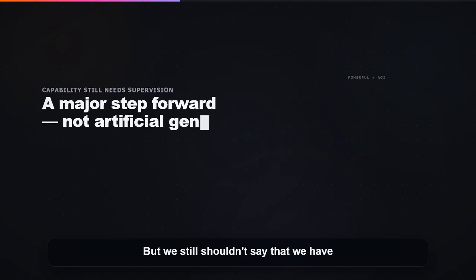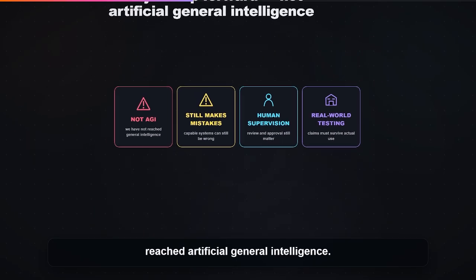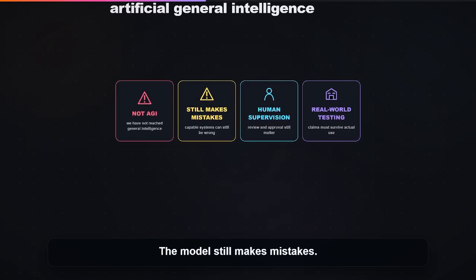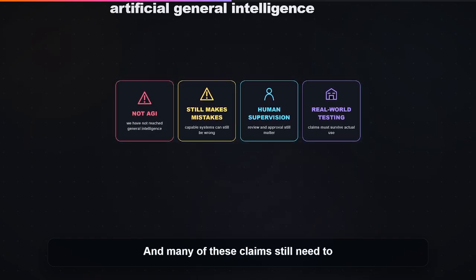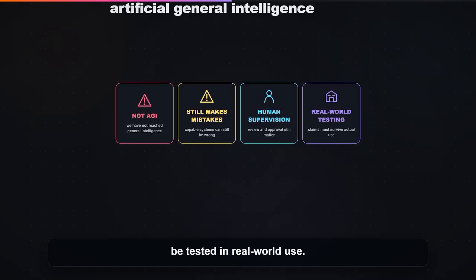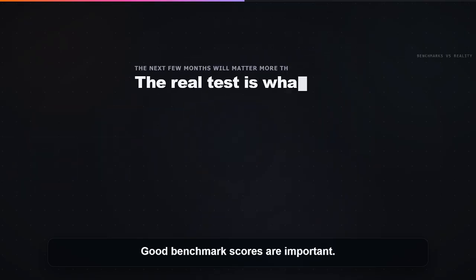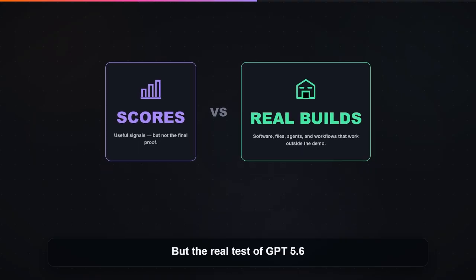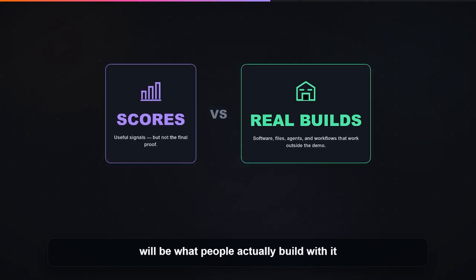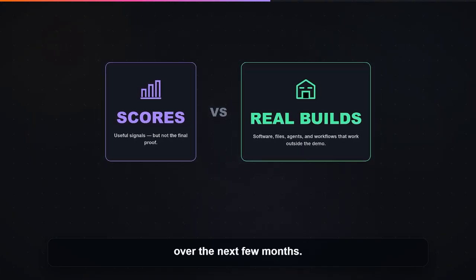But we still shouldn't say that we have reached artificial general intelligence. The model still makes mistakes. It still needs human supervision. And many of these claims still need to be tested in real-world use. Good benchmark scores are important, but the real test of GPT 5.6 will be what people actually build with it over the next few months.